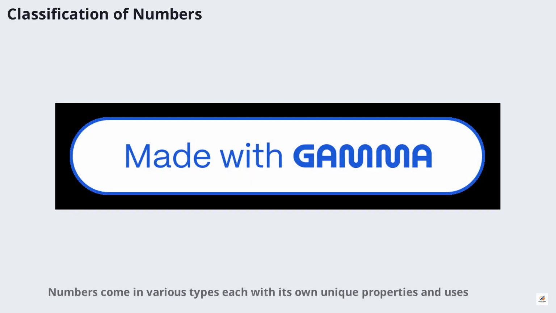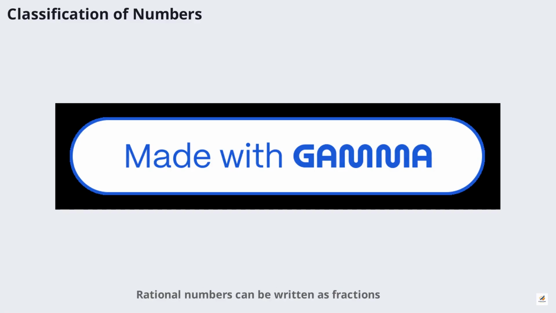Numbers come in various types, each with its own unique properties and uses. The main categories are natural numbers, whole numbers, integers, rational numbers, irrational numbers, and real numbers. Understanding these classifications helps you choose the right approach for different problems. For example, natural numbers are used for counting, while integers include both positive and negative values. Rational numbers can be written as fractions, and irrational numbers like pi or the square root of 2 cannot. Real numbers combine both rational and irrational numbers.